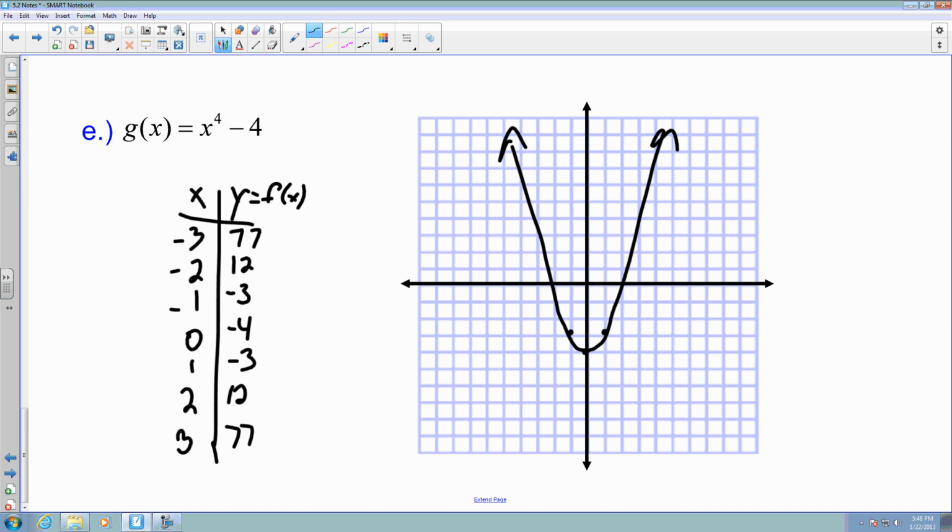Okay? And that is being able to evaluate polynomials and graph polynomial functions.